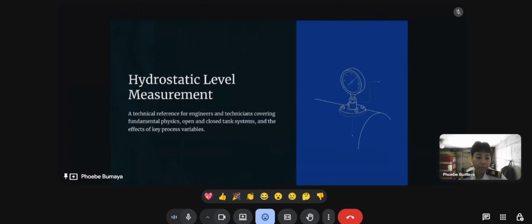So, good day everyone. Today we will talk about the effects of liquid density, liquid height, and liquid temperature on hydrostatic level measurement and control in closed tank systems. Hydrostatic level measurement: a technical reference for engineers and technicians covering fundamental physics, open and closed tank systems, and the effects of key process variables.